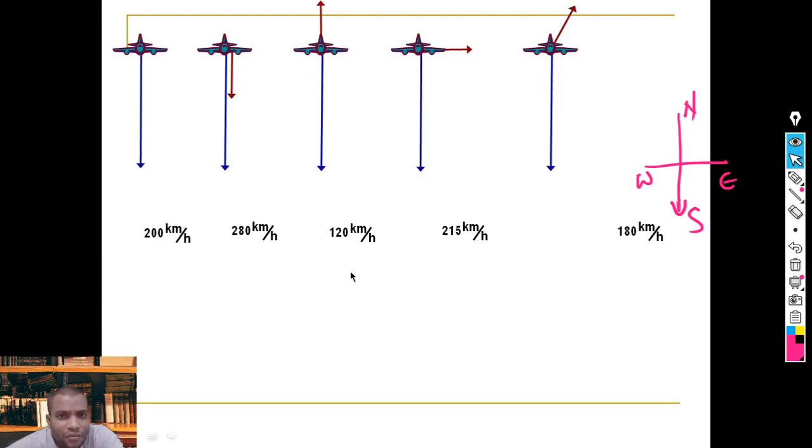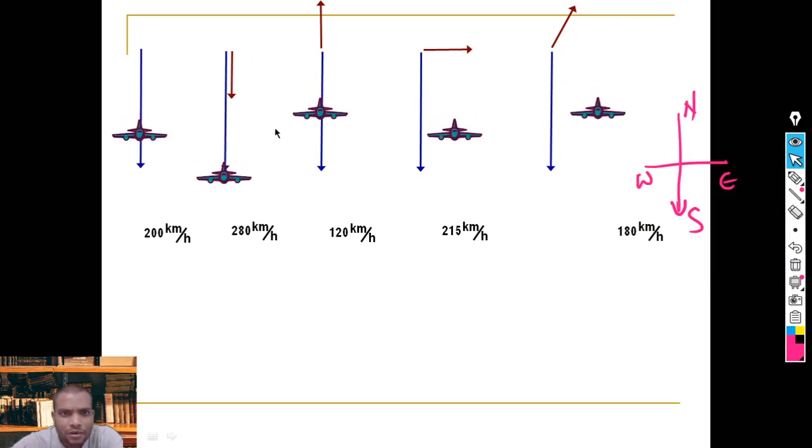Suppose we take different wind directions. In the first case it is 200 km per hour, and no wind is acting. In the second case, the tailwind is acting from behind. In the third case, the wind is acting opposite to the plane velocity. In the fourth case, the wind is acting perpendicularly, so wind direction and plane direction are perpendicular. And in the fifth case, you take some arbitrary angle. So these are the different directions of wind. In this case there is no wind, but in this case the wind is acting in the forward direction.